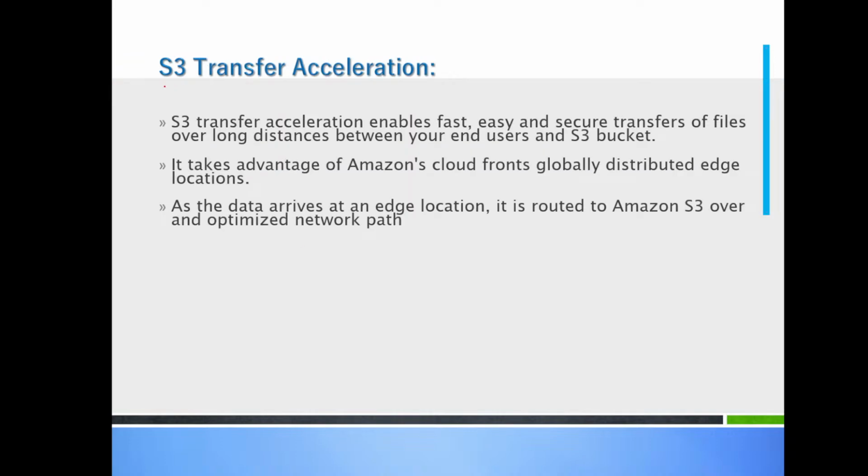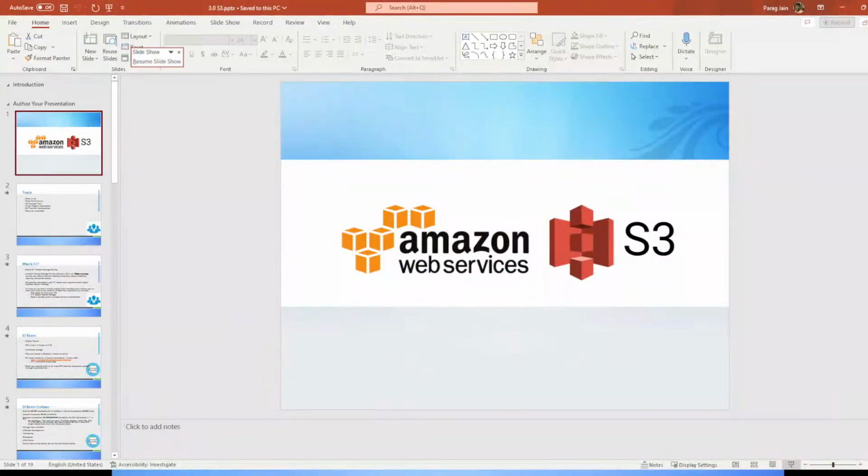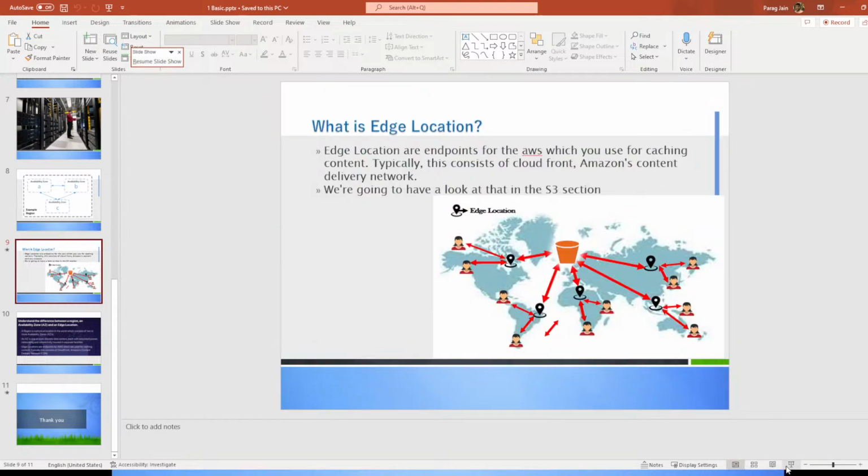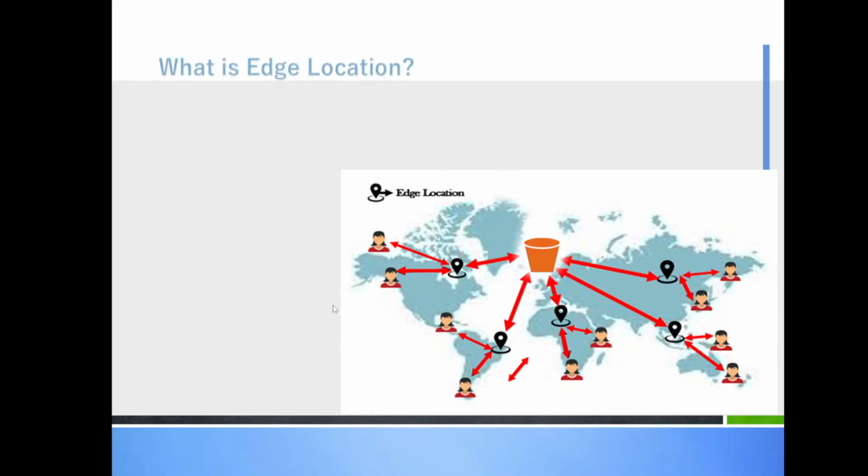Next is S3 transfer acceleration. So what is meant by S3 transfer acceleration? Remember we talked about edge location, one of the three primary basics of S3. So what is an edge location? It is a different type of server, a different type of data center, which is used to cache your data.